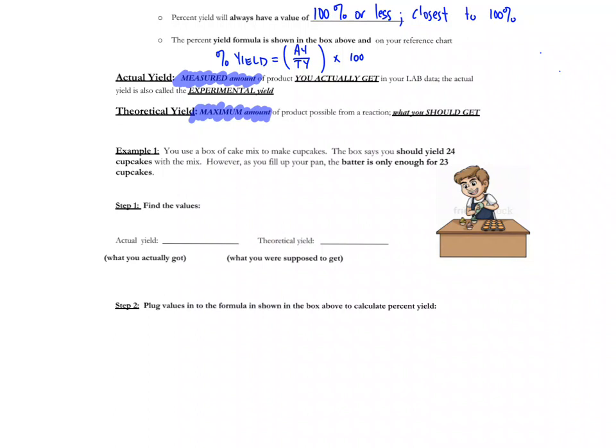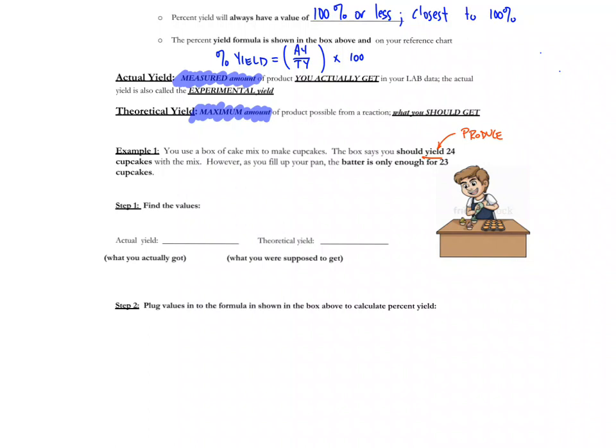So let's take a look at an example. I've got a box of cake mix to make cupcakes. The box says I should yield 24 cupcakes with this mix. So when I say yield, it means I should produce. Remember that the word yield means produce or form. So the box tells me I should be able to make 24 cupcakes. However, when I fill up my pan, I only have enough batter for 23 cupcakes.